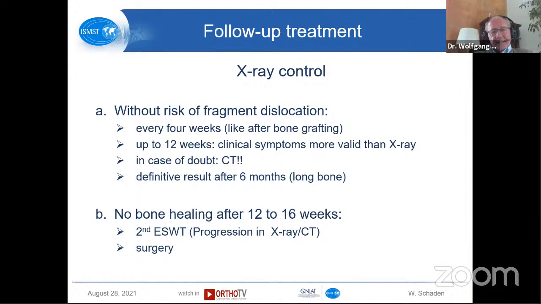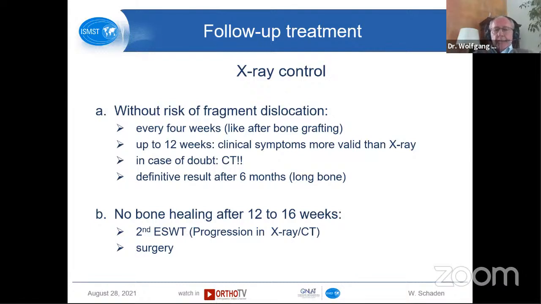And after 12 weeks, what we learned is that the clinical symptoms are more valid than X-ray. It happens that after 12 weeks, you do not yet see a lot of difference in the X-rays, but when the patient has less symptoms, less pain when weight bearing, then you can be quite sure that the non-union is healing. In case of doubt, please perform a CT. MRI is not helpful for the diagnostic of a non-union in this phase.